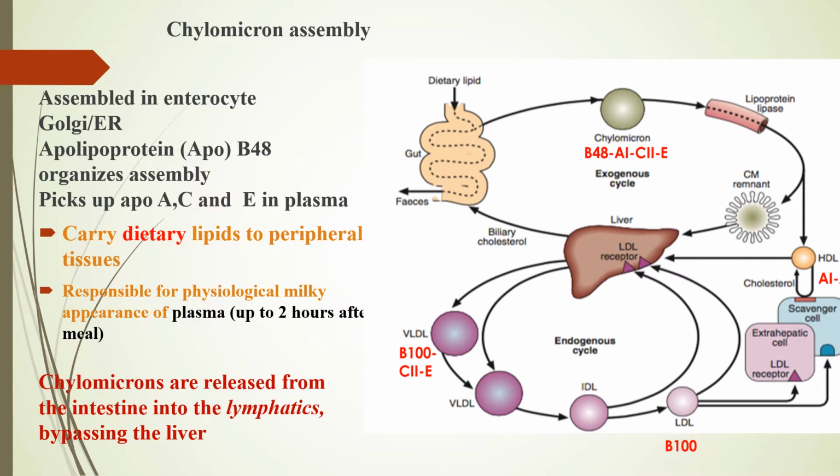Regarding chylomicrons and their assembly, chylomicrons are assembled in the small intestine, in the Golgi and the endoplasmic reticulum of enterocytes, where the B48 apoprotein is added. Chylomicrons transport lipids after absorption to peripheral tissues after passing through the lymphatics, and their level is elevated 2 hours after meals.